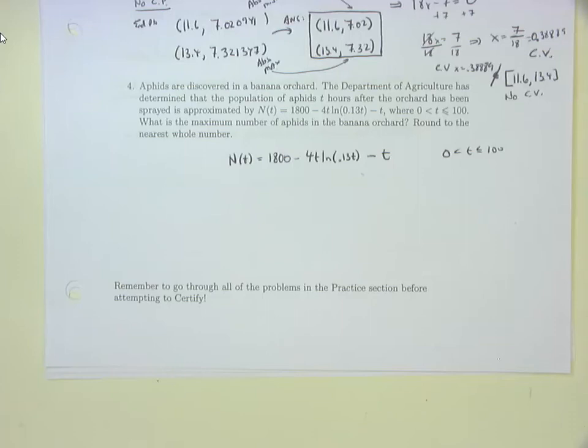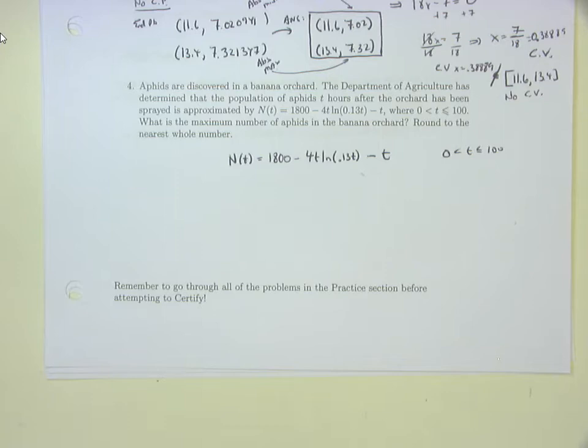So it didn't ask you when it occurred. It asked you what is the maximum number. The maximum number is basically going to be your y-coordinate, but you're trying to maximize, in this case, and anytime you maximize or minimize, how do you do that? You take the derivative, you set it equal to 0, and you solve. And you compare it to your endpoints. Does that make sense? So in this case, I'm going to look for my critical points.